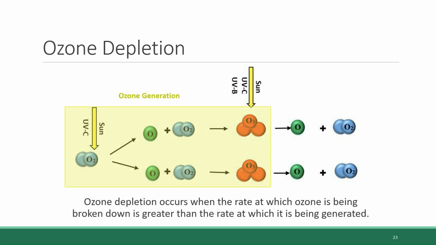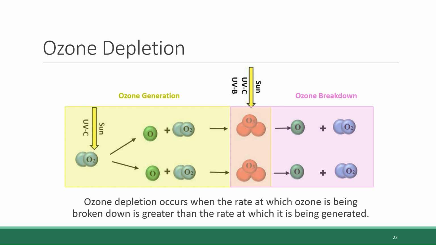Here in yellow, you can see the step that generates ozone from oxygen gas, as we discussed previously. And this step absorbs UVC radiation. Then in pink, you can see the breakdown of ozone back into oxygen gas. And this step absorbs both UVB and UVC radiation. Remember how we said that ozone is the only known chemical that absorbs UVB?